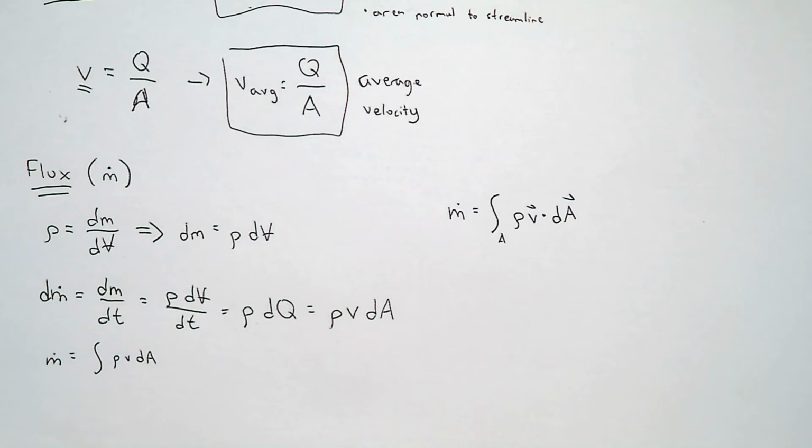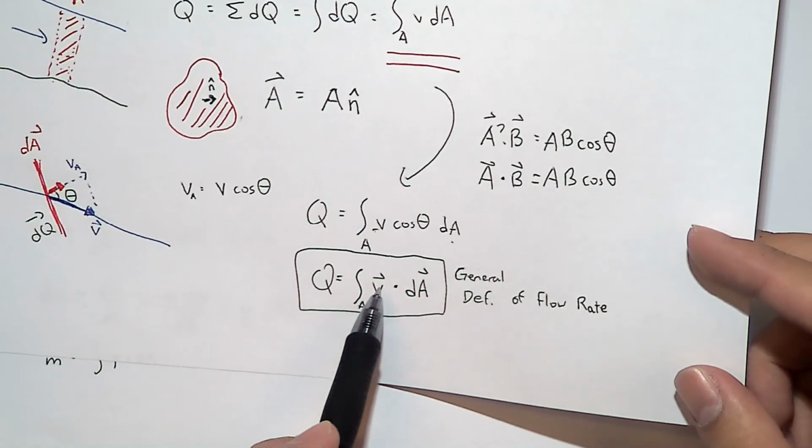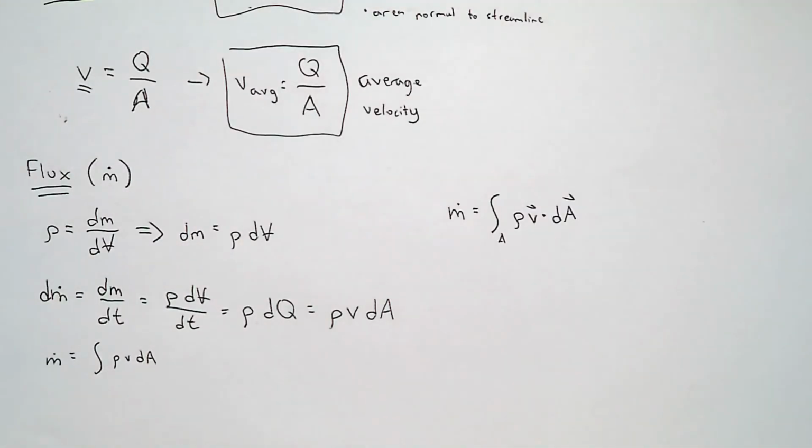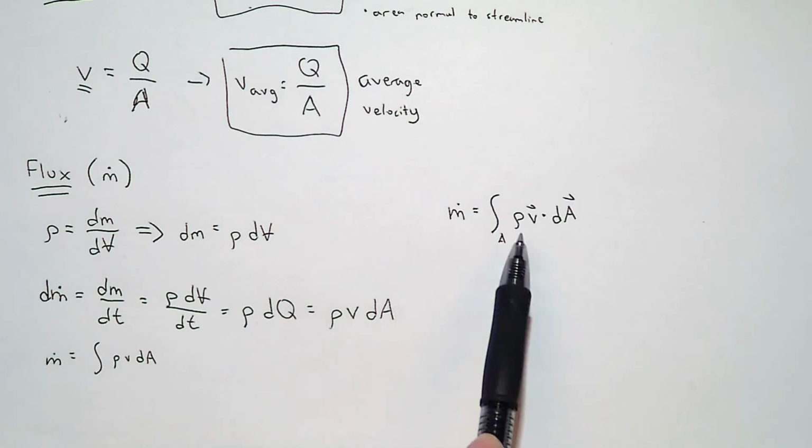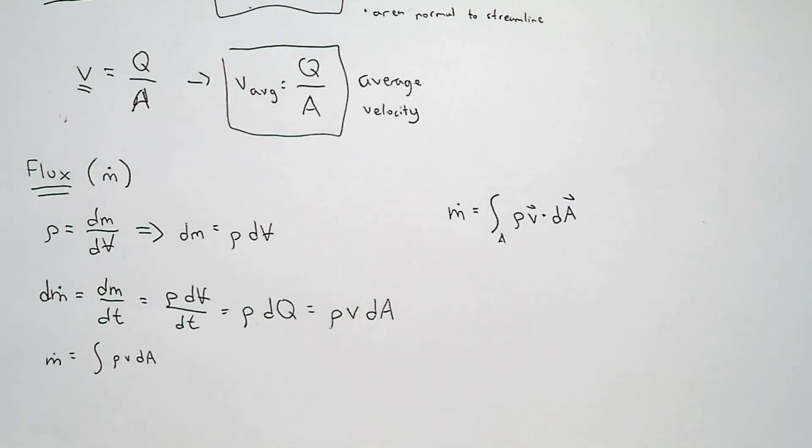So don't get too confused when you see this integral. Just look back at our definition of flow rate. We know that Q equals the integral of v dot dA. So mass flux, as you can see here, is just rho dQ. So it should be just rho times the integral of v dot dA.